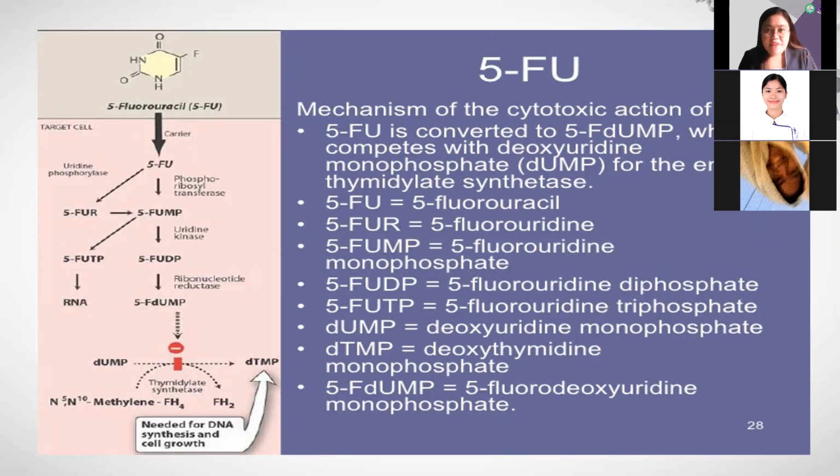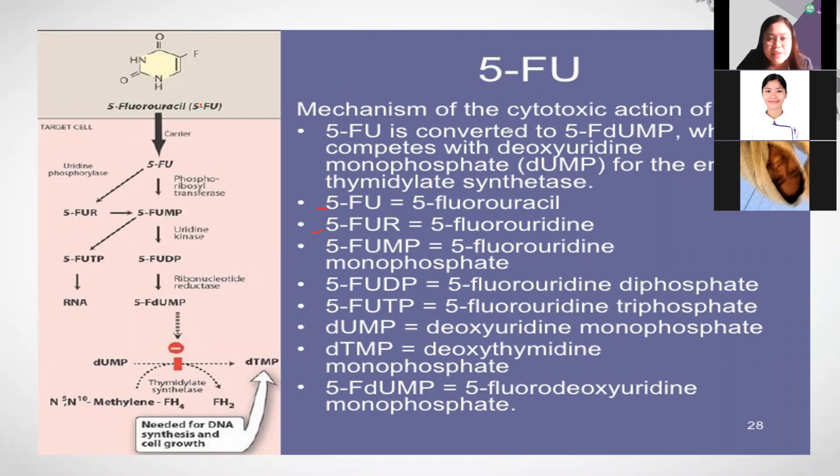Now, let's talk about the mechanism of action of 5-FU. If we give this to the patient, syempre it will be taken up by the cell, especially by the target cell. Now, inside, ganito yung nangyayari. Medyo nakakatakot siyang tingnan, no? Pero let's try to discuss it slowly para maintindihan ninyo. There will be a series of metabolism for the 5-fluorouracil. It will be converted to 5-FUMP, 5-FUDP, and 5-FdUMP. 5-FUMP is 5-fluorouridine monophosphate, and so on.